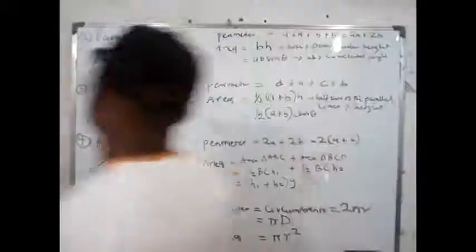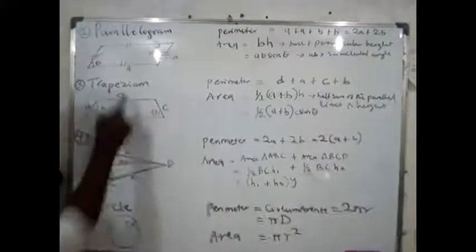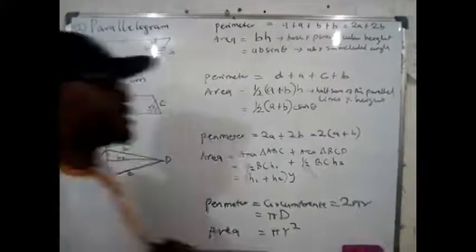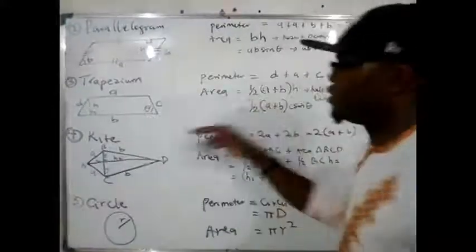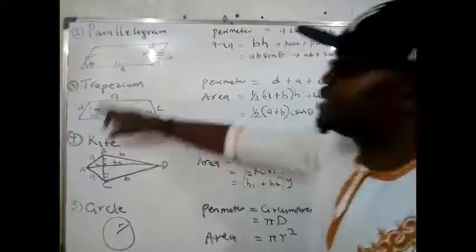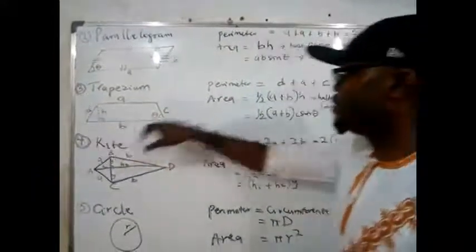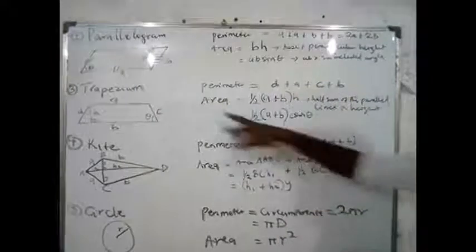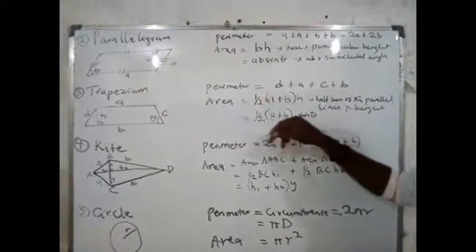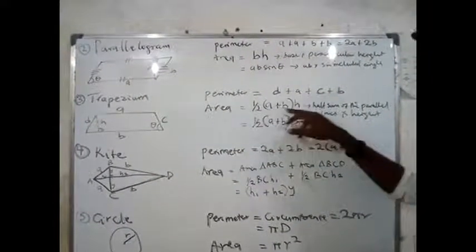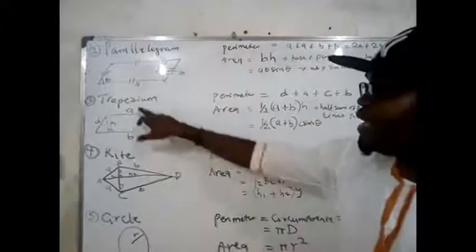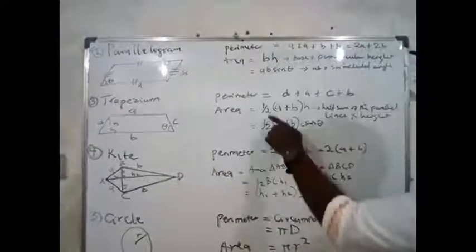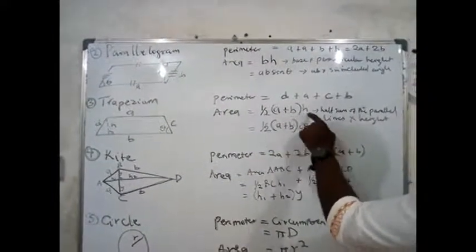Then the trapezium: the two opposite sides are not equal in a trapezium. Is that clear? But the perimeter, like you all already know, is the summation of the sides, which is A plus B plus B plus C. Is that clear? Whereas the area is half the sum of the parallel sides times the height. Which ones are parallel? A and B. So half the sum of the parallel sides times the height.